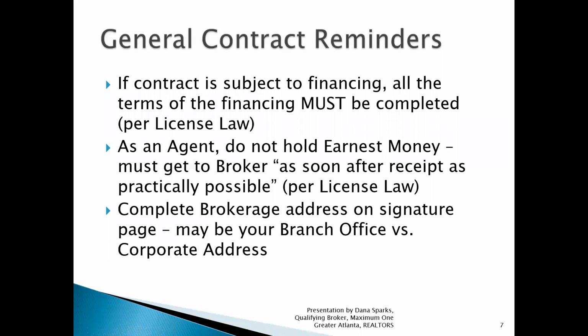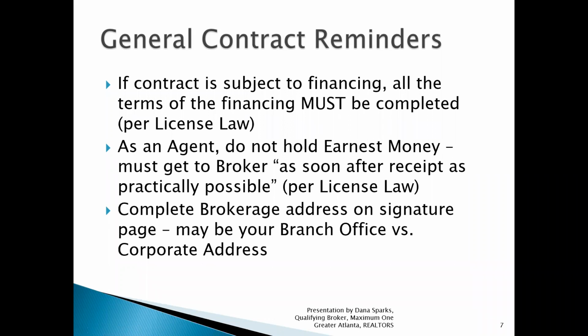Just a couple more general points. If you are an agent in the state of Georgia and there is a real estate contract for real property and it is subject to financing, per license law, you must complete all the financing terms. You may not leave them blank or to be determined.